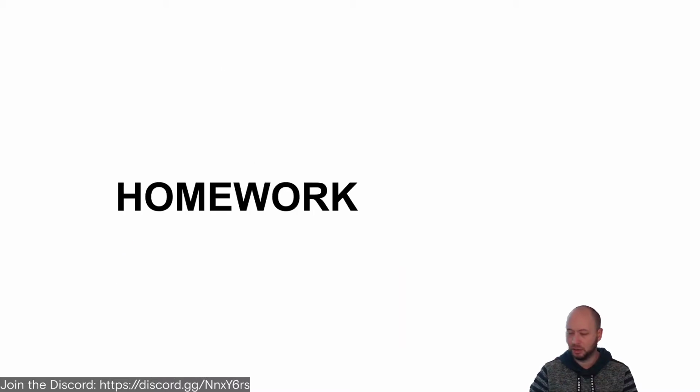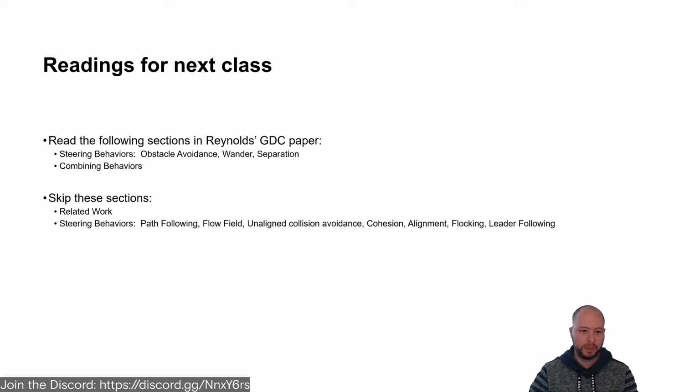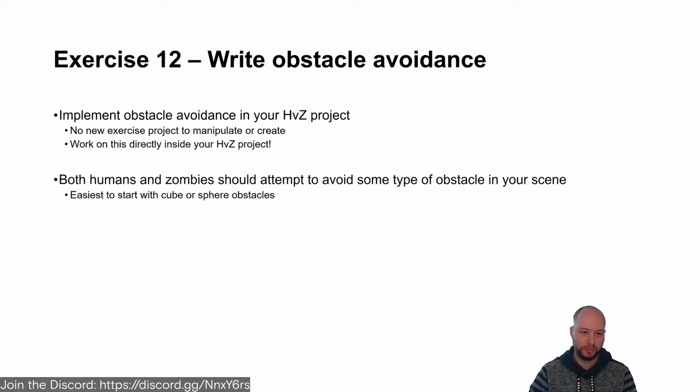Cool, so let's talk a little bit about the assignment. I know my lectures are a bit late, but hopefully you've had the slides already, and I've extended the deadline for the exercise a little bit as well in response. So actually read the Reynolds paper, and feel free to skip some of the sections that are not relevant, but the most important ones are the obstacle avoidance, wander, and separation, and combining behavior sections.